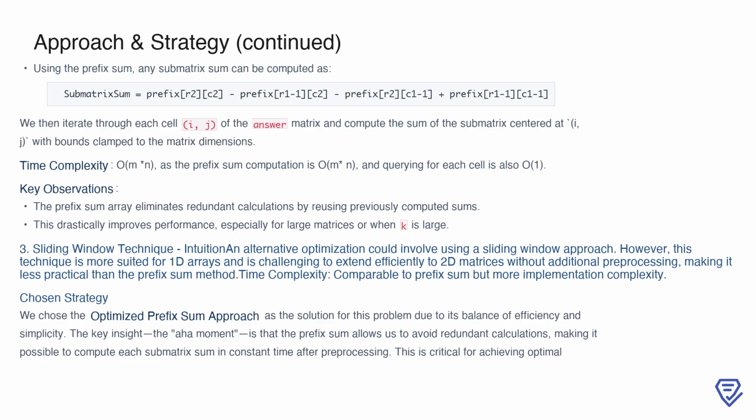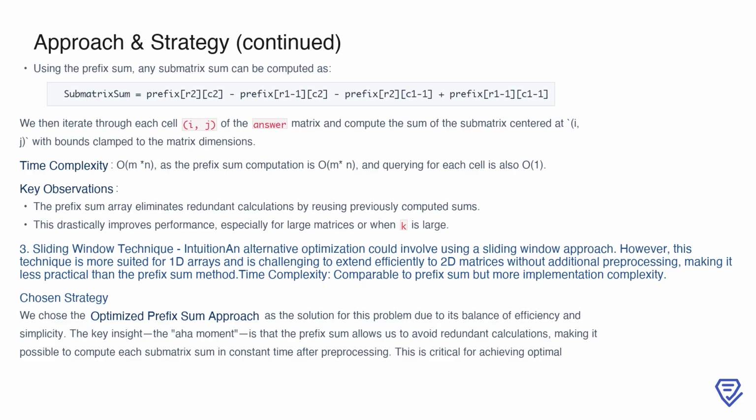By subtracting and adding appropriate values from the prefix array, we eliminate the need for redundant calculations. For instance, the sum of a submatrix can be derived by combining values from the prefix array at the corners of the rectangle. This makes querying each submatrix sum incredibly efficient. Next, we iterate over every cell in the answer matrix, calculating the sum of the submatrix centered at each cell while ensuring the bounds of the submatrix remain within the matrix dimensions.